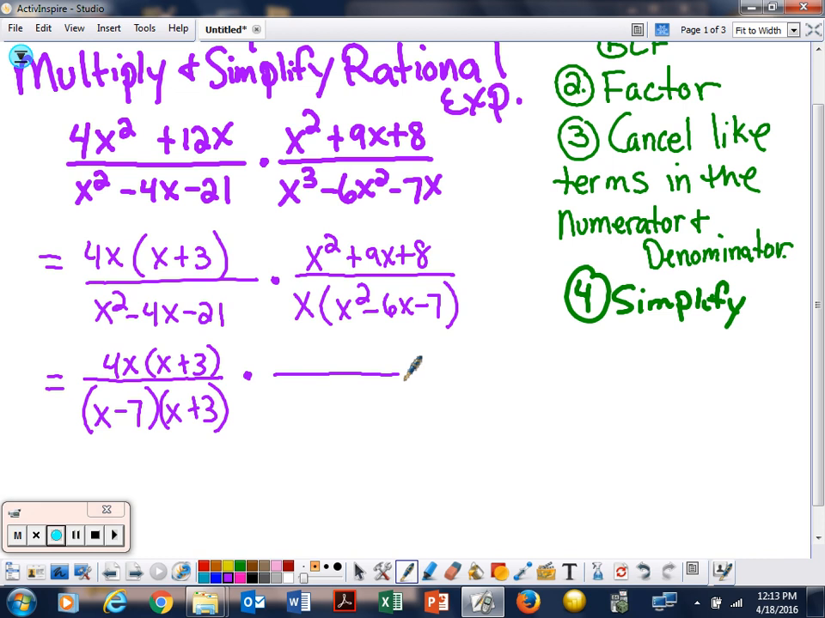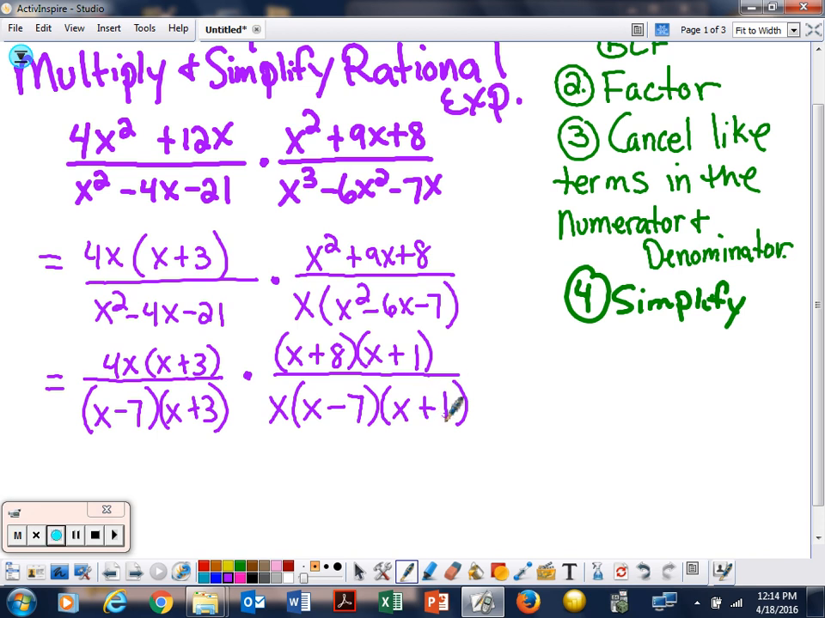Times. Okay, I'm going to factor the numerator here. Factors of 8 that add up to 9. That should be pretty obvious. x plus 8 and x plus 1. 8 times 1 is 8. 8 plus 1 is 9. And the denominator, we can factor that some more. Okay, we're going to split the x squared minus 6x minus 7 up. Factors of negative 7 that add up to negative 6. Okay, again, that would be x minus 7 and x plus 1.